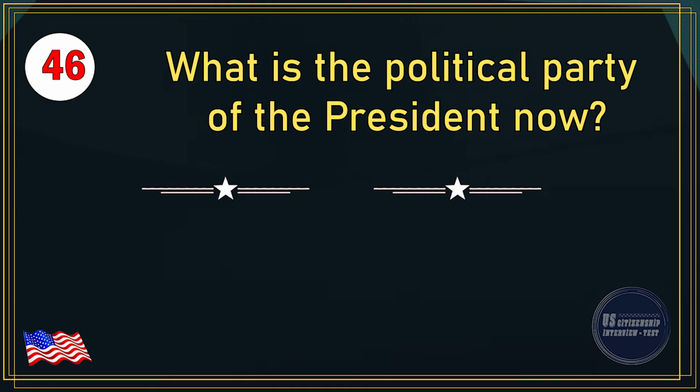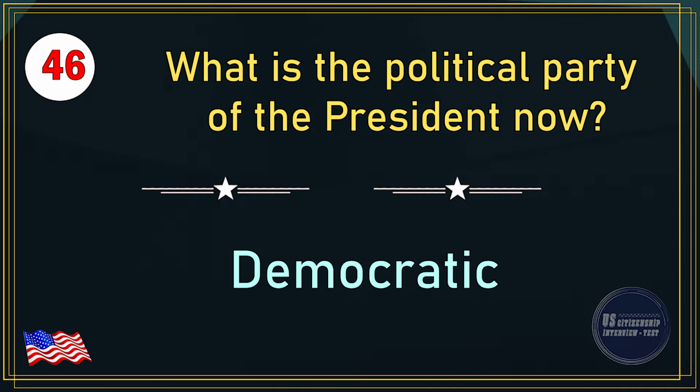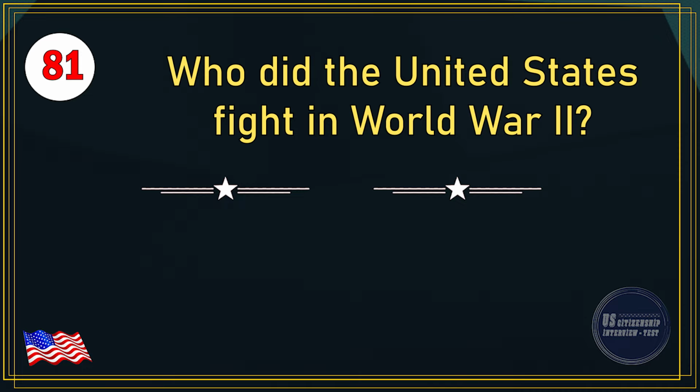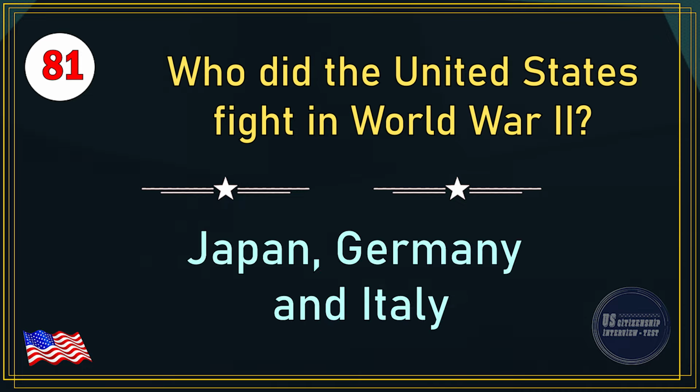What is the political party of the president now? Democratic. When was the Constitution written? 1787. Who did the United States fight in World War II? Japan, Germany, and Italy.